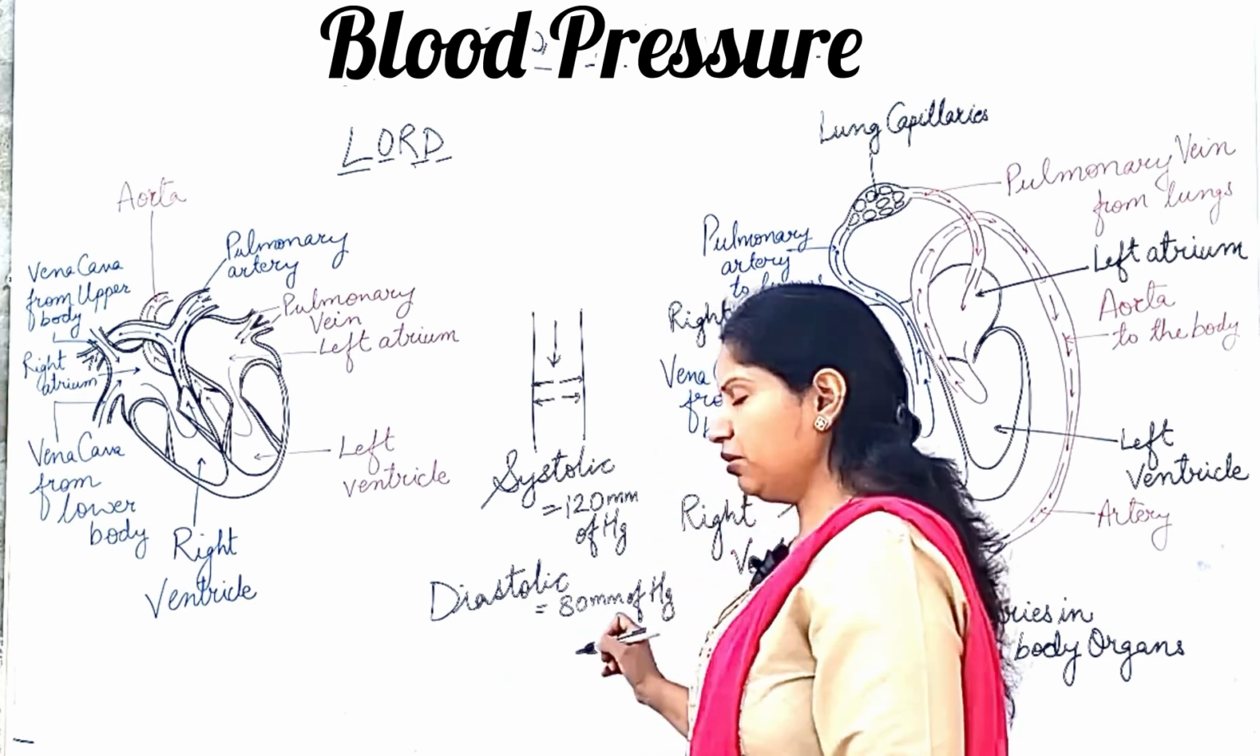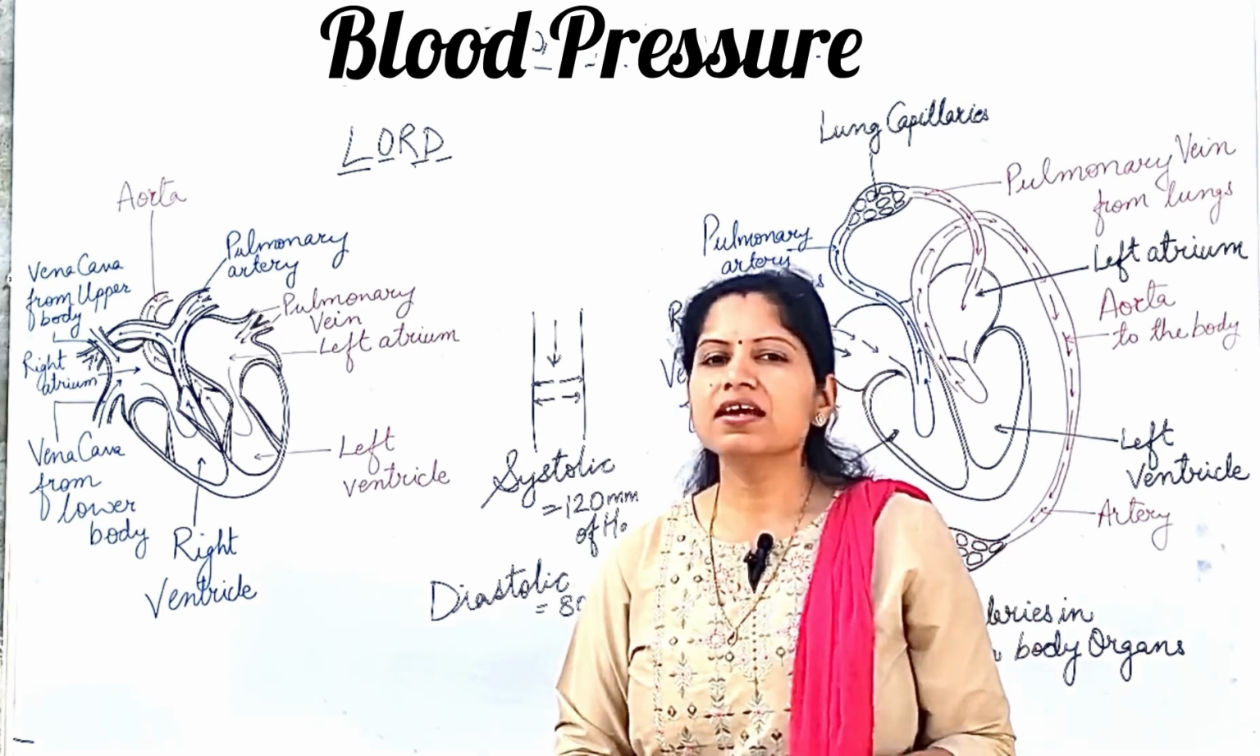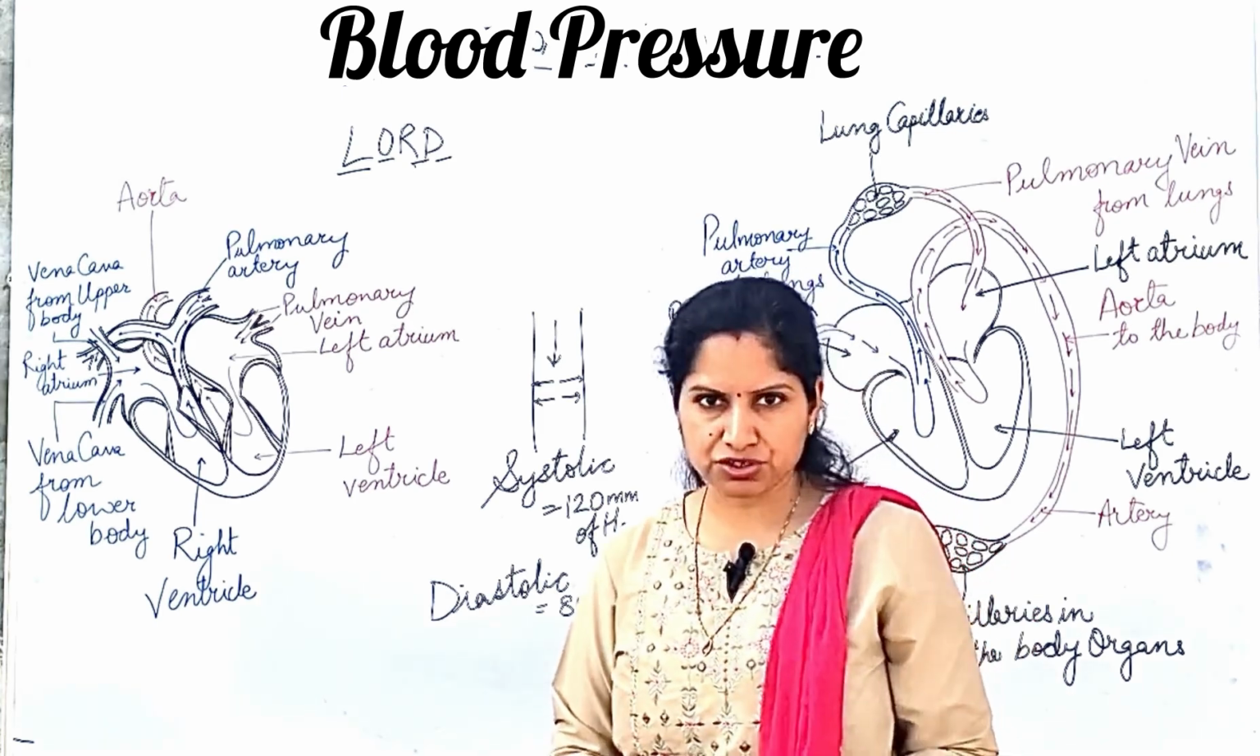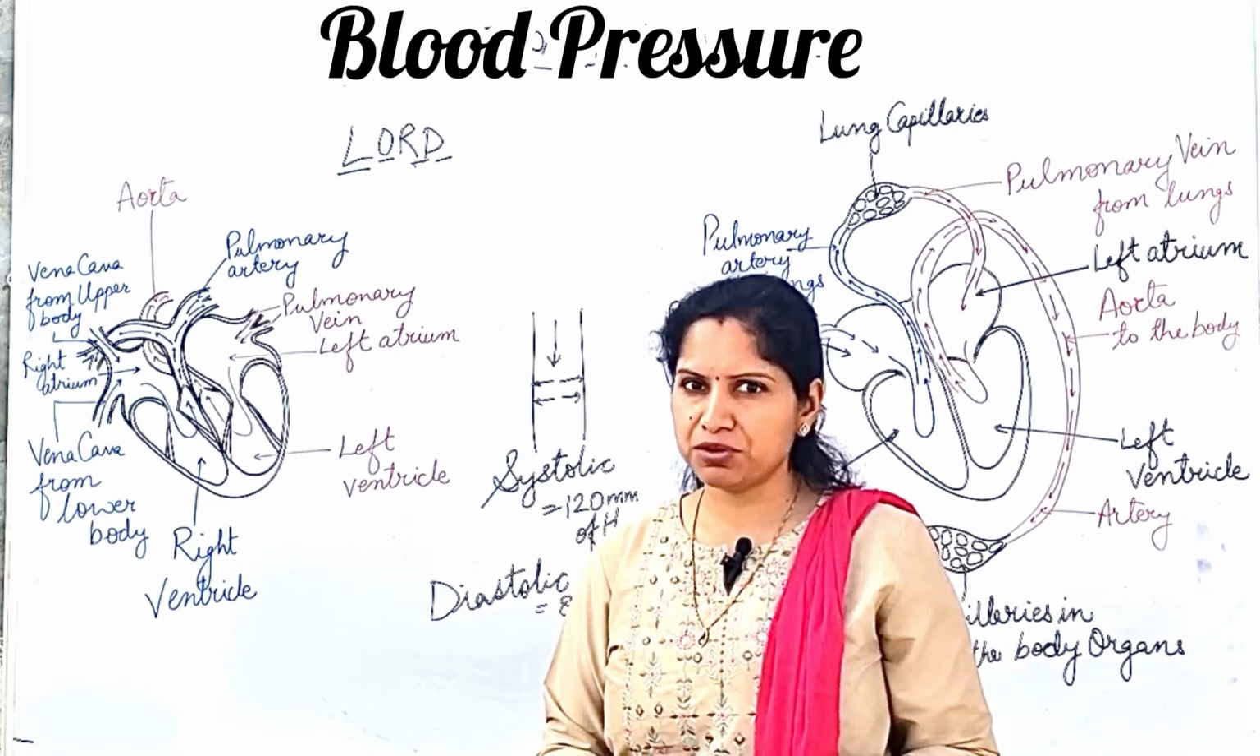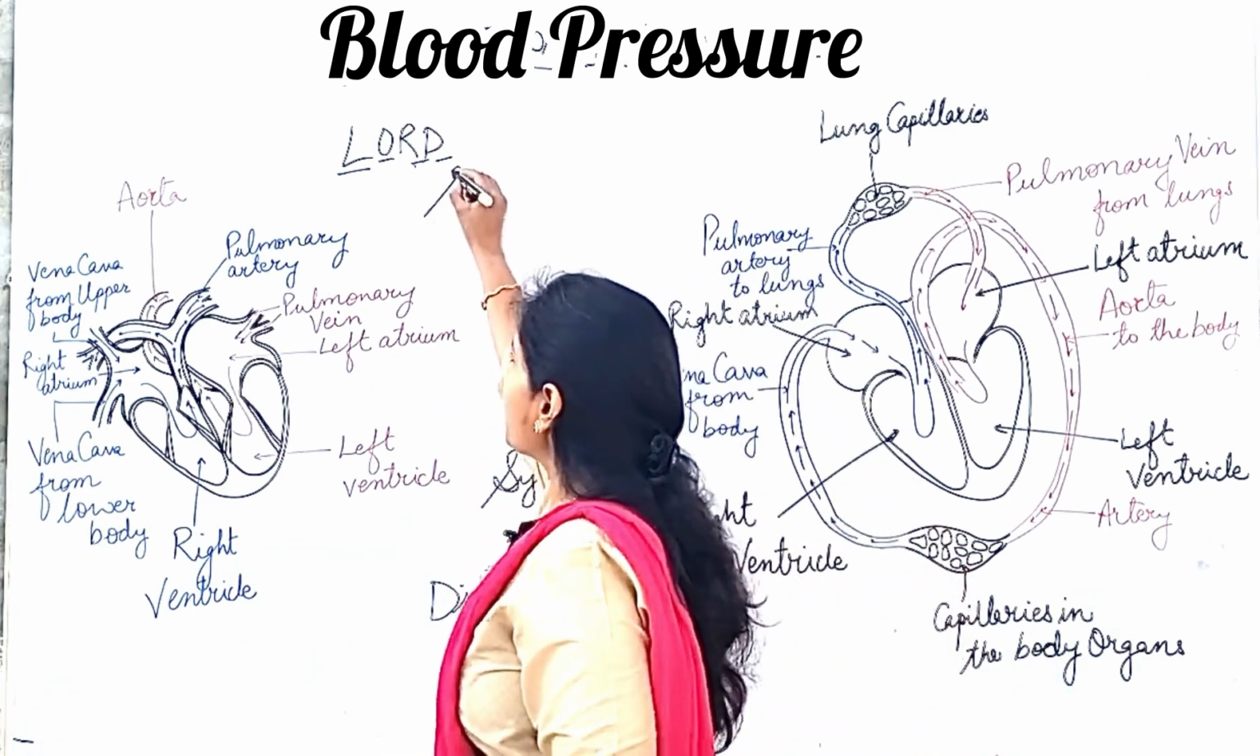Why are we saying mercury? Because it is there in the instrument used to measure blood pressure. And the instrument used to measure blood pressure is known as a sphygmomanometer.